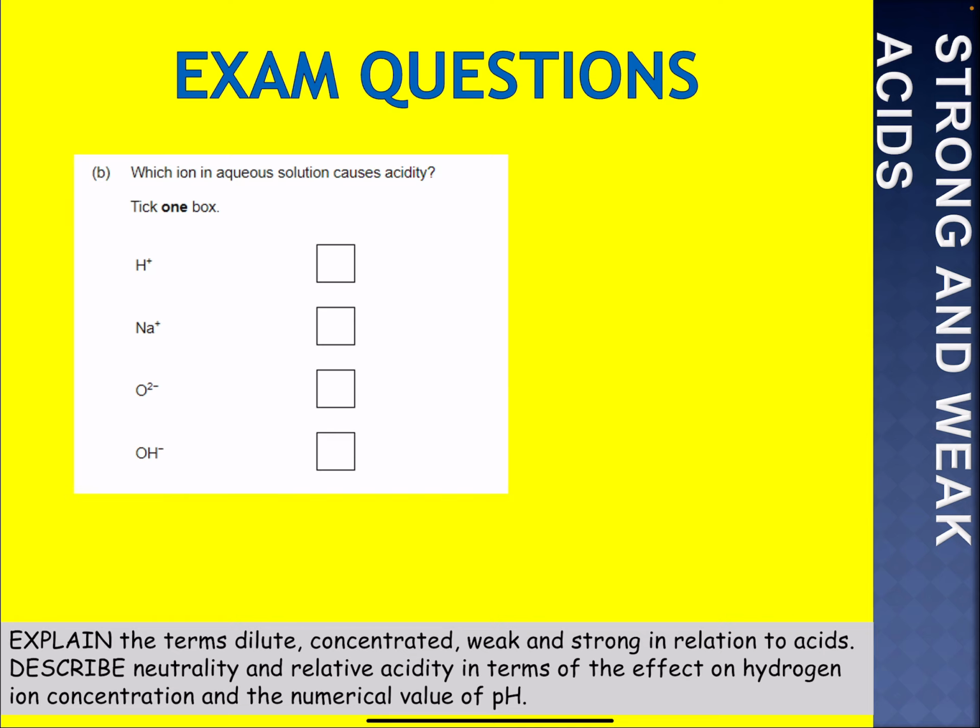Which ion in aqueous solution causes acidity? 1 mark. Okay, so H plus ion. As a matter of interest, that one is the alkaline ion. Moving on.